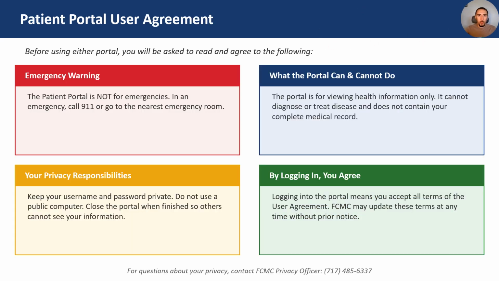Just real quick before we get into setting up the portals, I want to quickly go over the patient portal user agreement. This is just a brief overview of what you're agreeing to, and you should still read through it before accepting it yourself. The biggest thing to remember is that the portal is not for emergencies. So if you have an emergency, make sure you call 911 or go to the nearest emergency room. This portal is also not meant to diagnose or treat anything, and it may not show your complete medical record. It is mainly there to help you view certain health information.